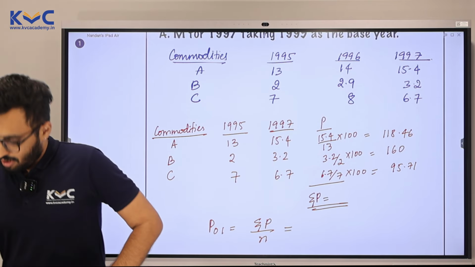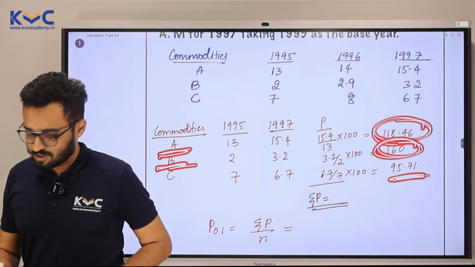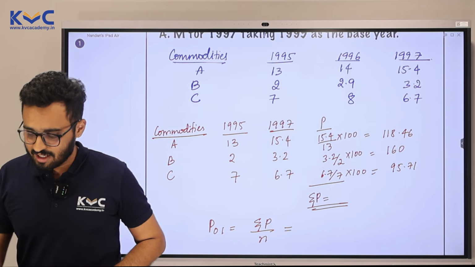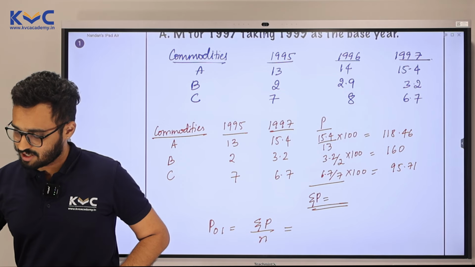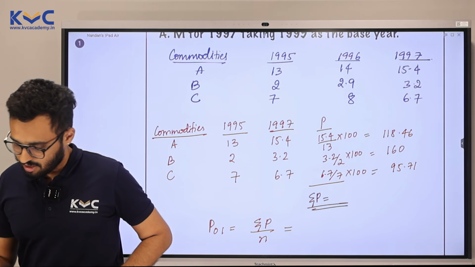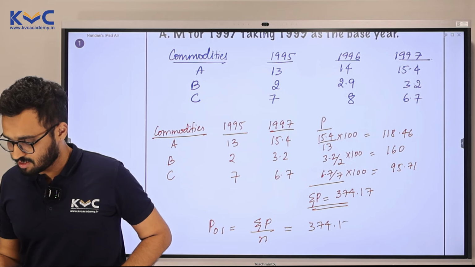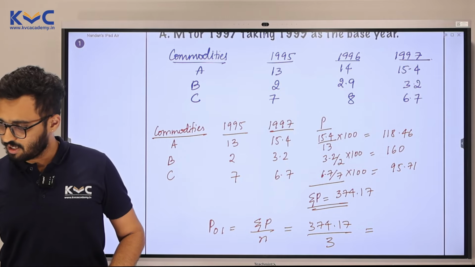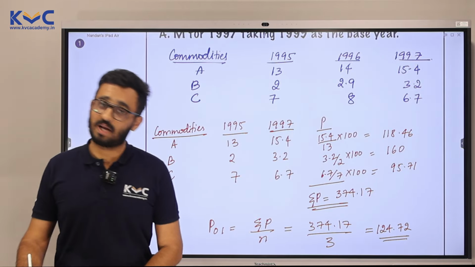Cool. So 118.46 is for commodity A, 160 is for commodity B, 95.71 is for commodity C. But I want the price index number for all the commodities put together. So I'll take the summation of the price relatives. 118.46 plus 160 plus 95.71, where I get 374.17. So 374.17 divided by the number of commodities or number of price relatives, which is 3. Divided by 3, I get 124.72.